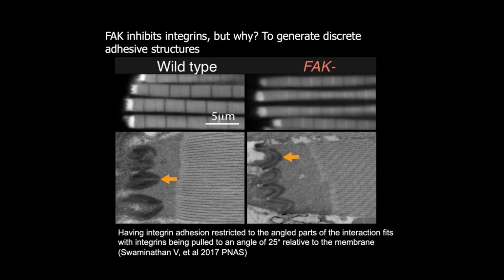And this just shows you, it's a little bit hard to see, but normally, if you look now by electron microscopy, you see that the integrins are in these discrete plates, which fits with the angle of these protrusions. And what surprised us is in the FAC mutant, those were continuous. So we think that FAC is there to modulate which parts of the membrane integrins are active in.